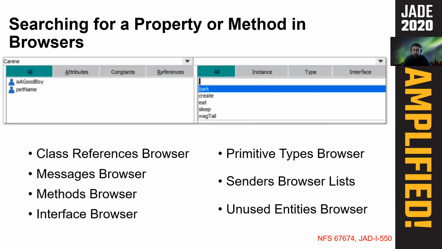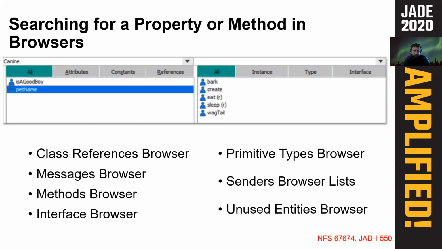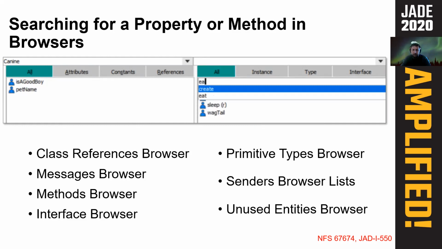As you probably know, Control-6 and Control-7 can be used to search for properties and methods in the class hierarchy browser. These shortcuts are now available outside of the class hierarchy browser, including the class references browser, messages, methods, interface, and primitive type browsers, the senders browser list such as references and implementers, and the unused entities browser.